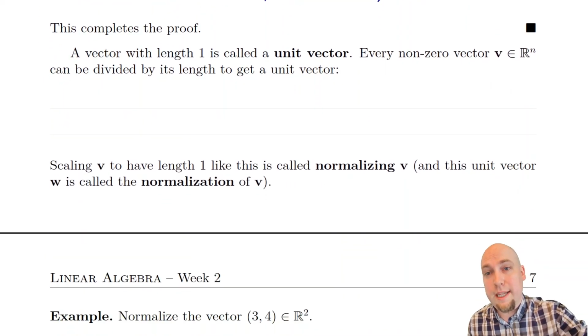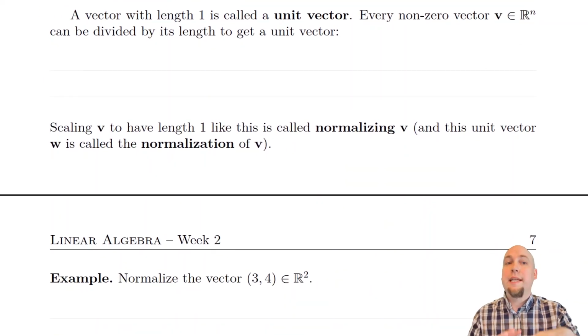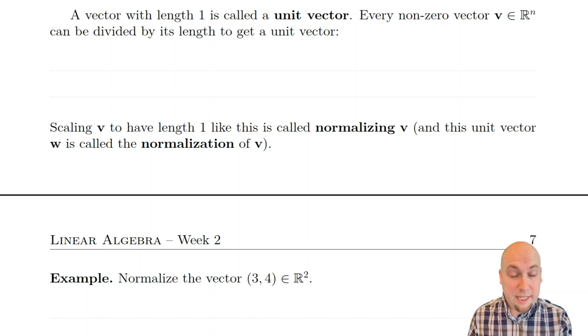Okay, so now that we understand basic mathematical properties of vector length, let's do something with it to round out this lecture. And that thing that we're going to do is introduce unit vectors. Unit vectors are vectors with length 1. So if you look at some vector and it has length 1, great, it's a unit vector. If it doesn't have length 1, it's not a unit vector.